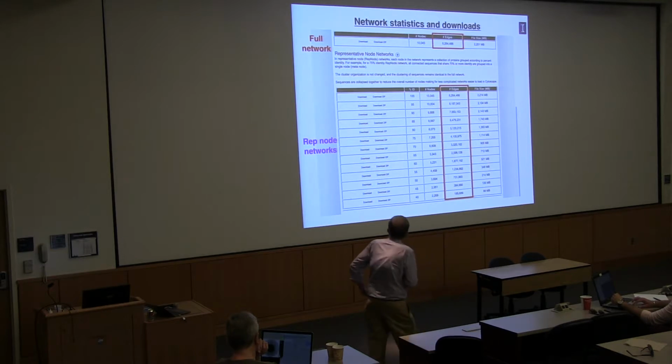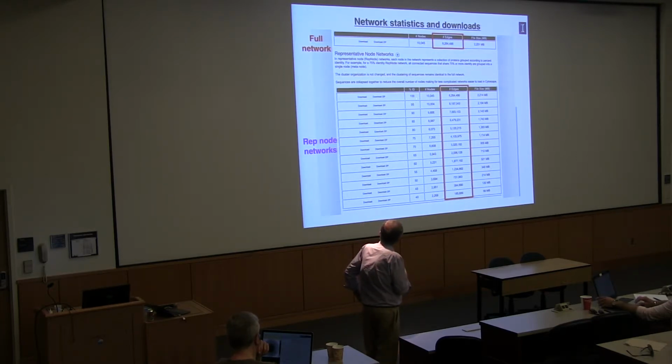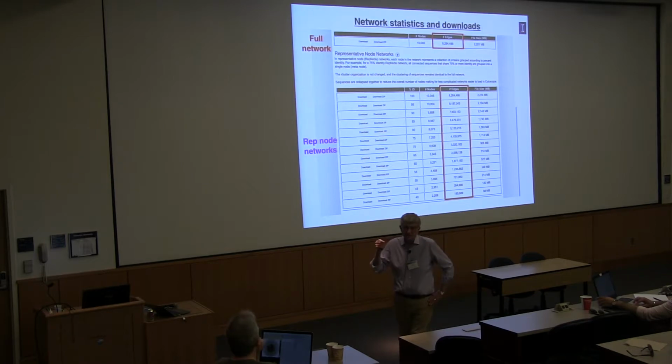And representative node networks collect together sequences that share 100%, 90%, 80%, 70%, 60% sequence identity, all right? And as you can see, as you make these metanodes, as you collect sequences that share smaller and smaller sequence identities, the number of edges decrease. This is important, as I'll say on the next slide or two, because Cytoscape visualization software is limited by the number of edges that can be drawn.